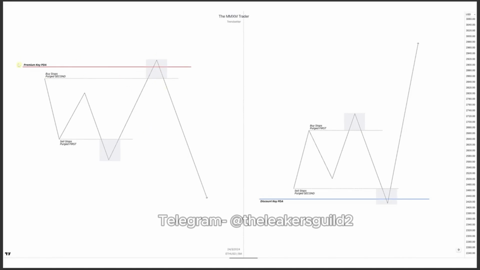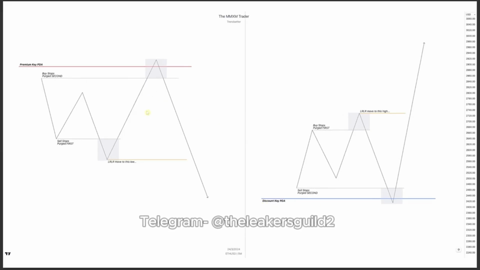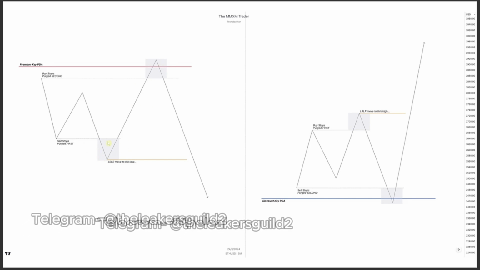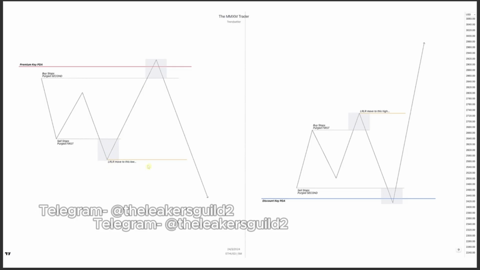And the key is it has to be in a premium key level, that PD array, and in a bullish scenario, we want to see that discount PD array. Now, when both sell stops and buy stops have been purged, aka the double purge, then the market makers will move the market in the real direction it wants to go with a low resistance liquidity run. So in a bearish scenario, first the sell stops, then the buy stops are purged, which is a double purge, and then the LRLR happens to this low.